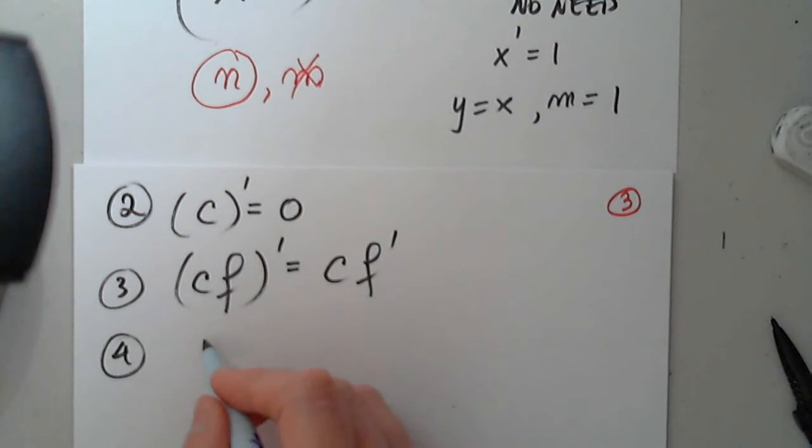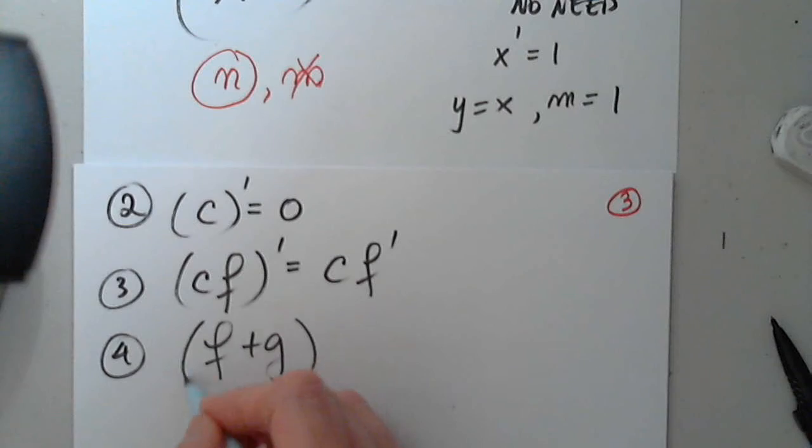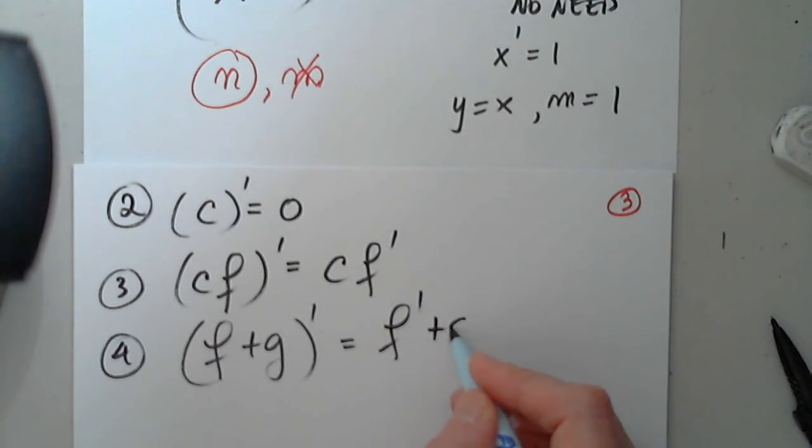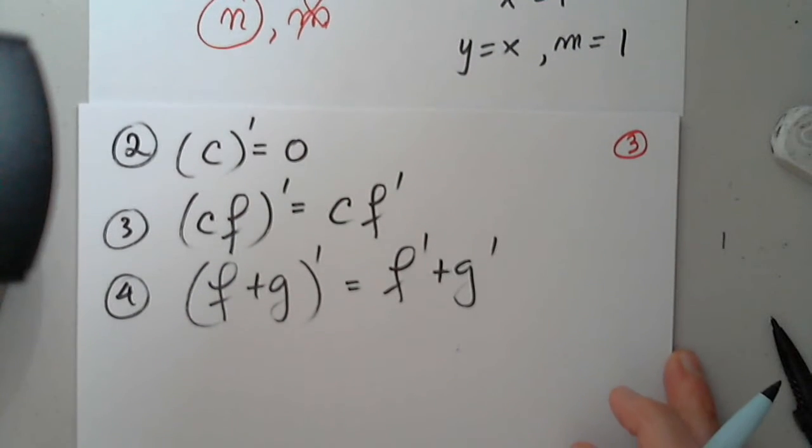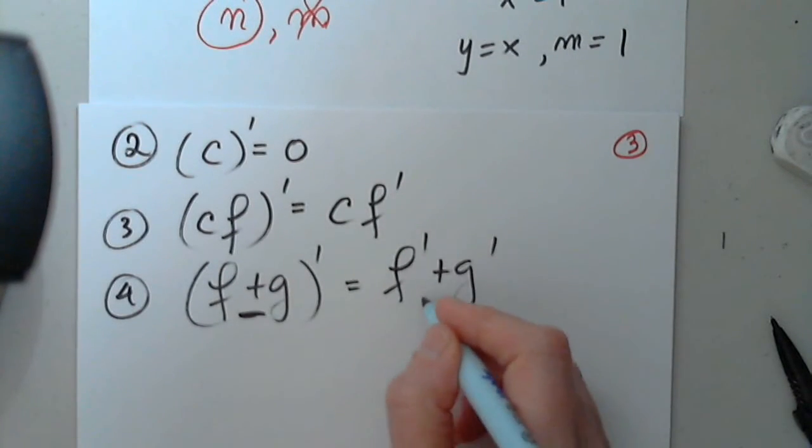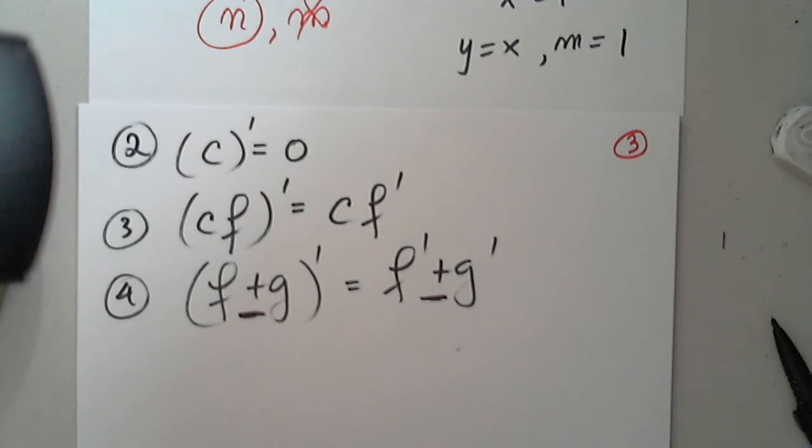Now, if I have a sum of two functions, that's all I have to do: f prime plus g prime. What if I have a difference? Same thing. f minus g. Okay, that's it.